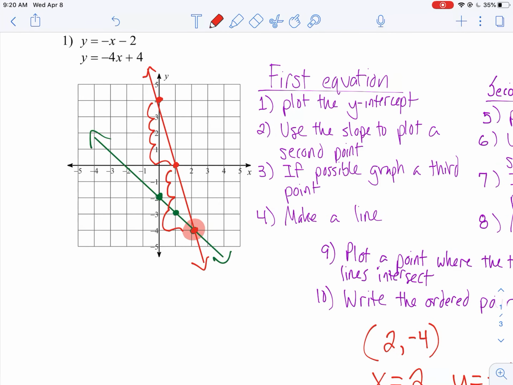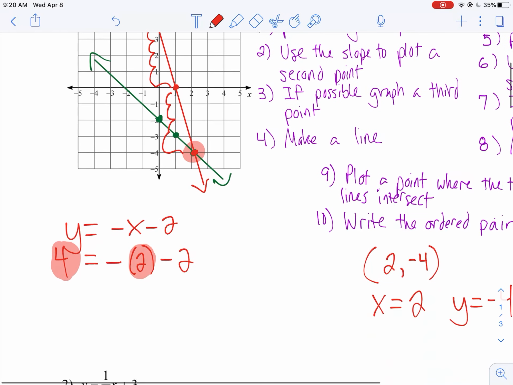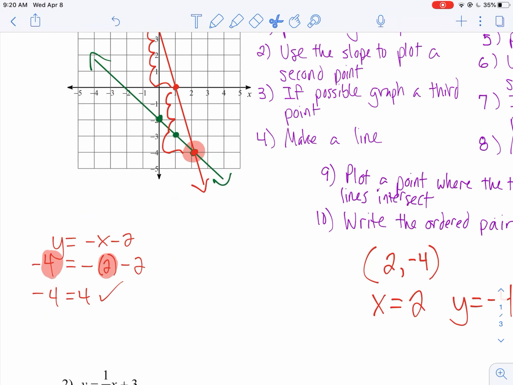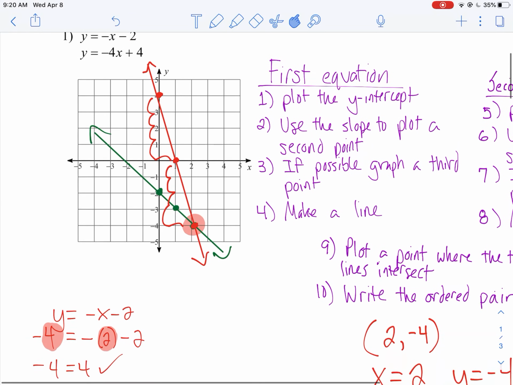So we'll start with the first one here. We have y equals -x minus 2. I'm going to plug in my values now. For x, I have 2, so I'm going to plug in 2 right here. For y, I have -4. Let's see if it works. -2 minus 2 gives me -4. Is -4 equal to -4? Yup, it works. That ordered pair works for that equation.